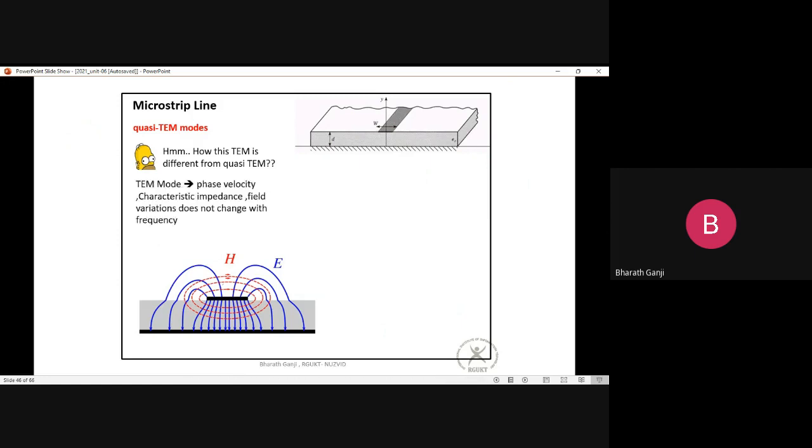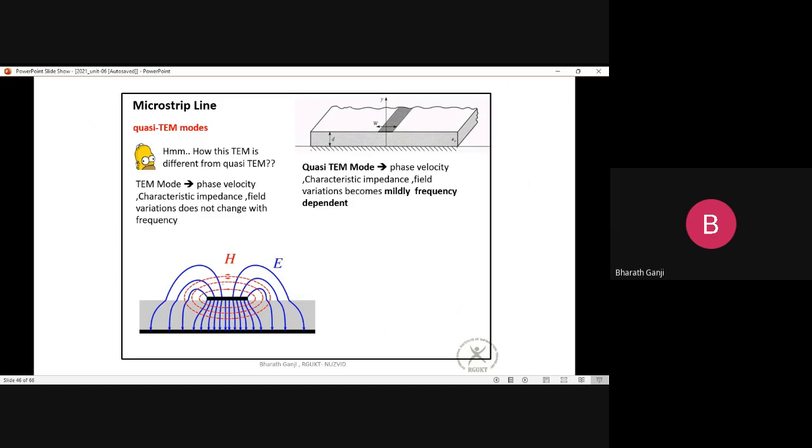In a TEM mode, usually the phase velocity, characteristic impedance, and field variations do not change with frequency. So if you change the frequency, these things are not going to change. It's like a static scenario. That is why you're able to define voltage and currents. But in a quasi TEM wave, the phase velocity, the characteristic impedance, and the field variations become mildly frequency dependent. So with respect to frequency, they can change a little bit. At different frequencies, you can have different values. So that is the difference between a quasi TEM and a TEM mode.